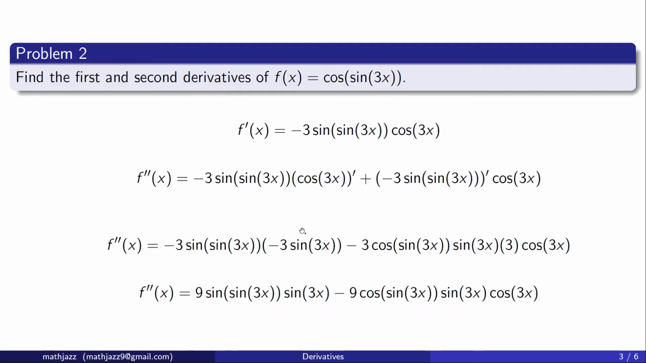So the third line is our products that we get after we've made our tables. And our bottom line is what happens when we start combining our coefficients at the front and clean things up a little bit. So at the end we get 9 sine of 3x times sine of 3x minus 9 cosine of 3x times sine of 3x times cosine of 3x. And that's our second derivative. So we now have the first and second derivatives, and that means we're done with the problem.